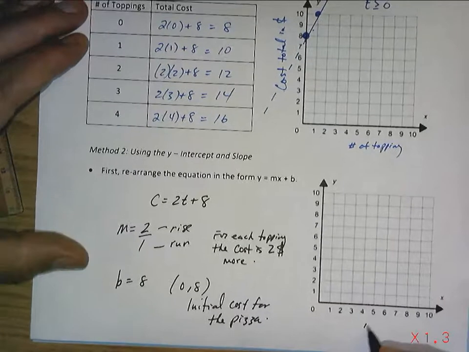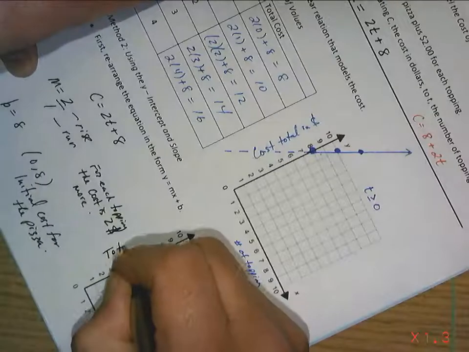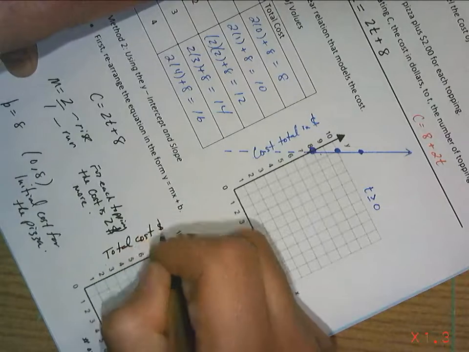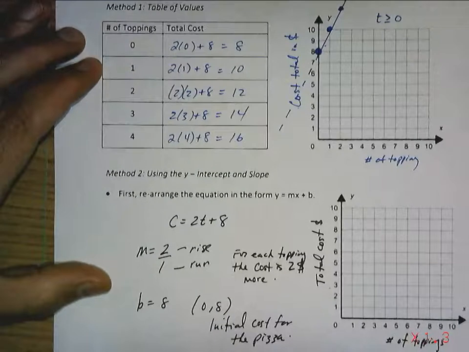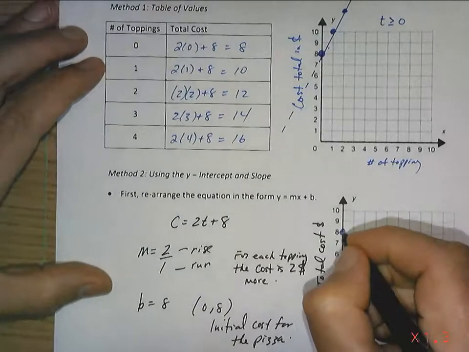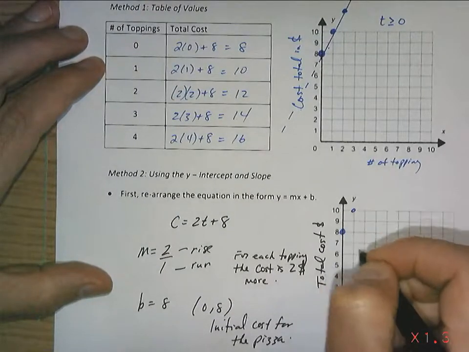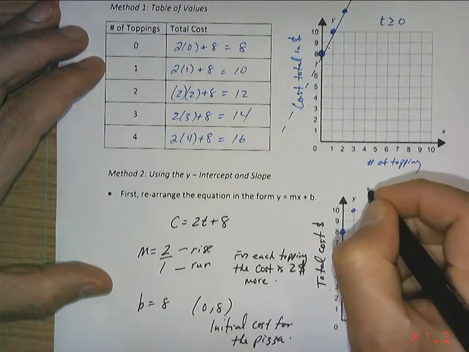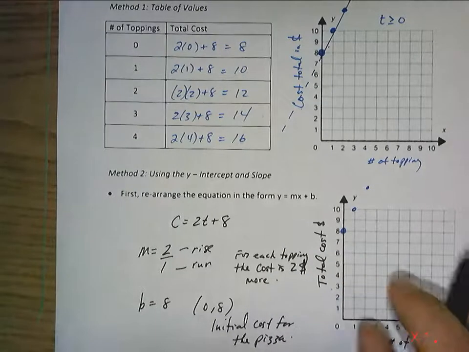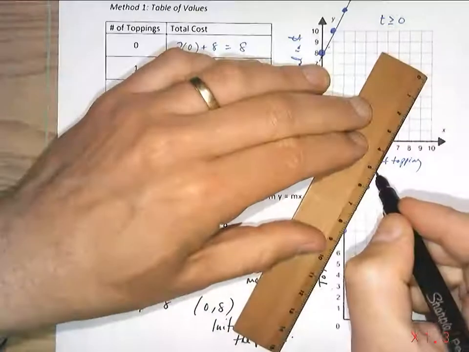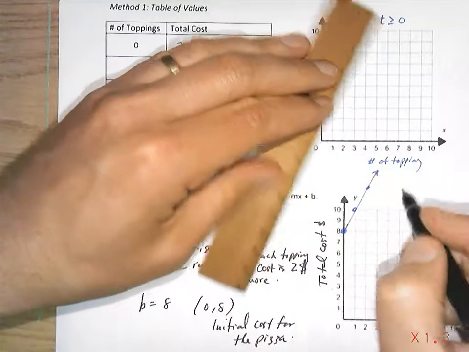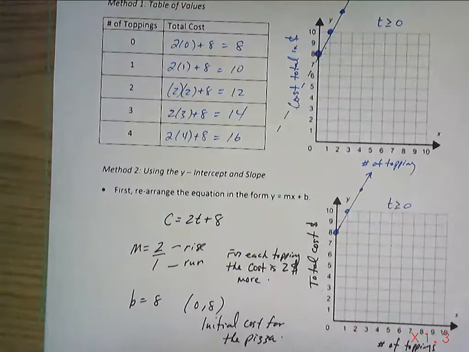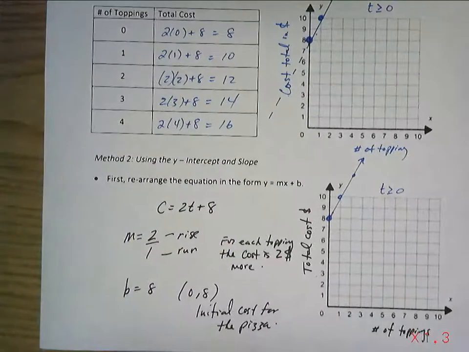And number of toppings, total cost in dollars, 0,8, over 1 up 2, over 2 up 4, and we get the exact same line whether we used a table of values or our equation, and that makes sense. And again, no sense graphing into negative toppings, it just doesn't make sense.